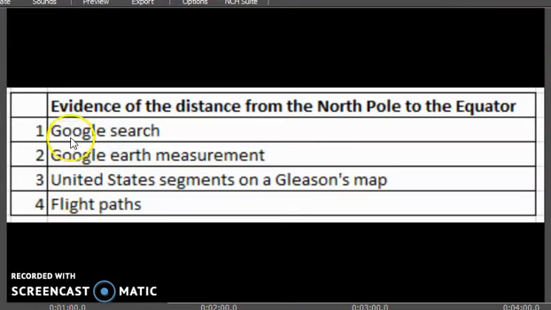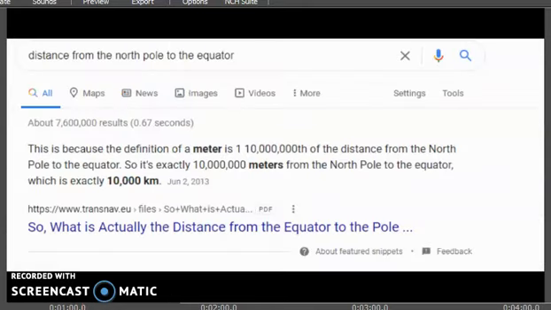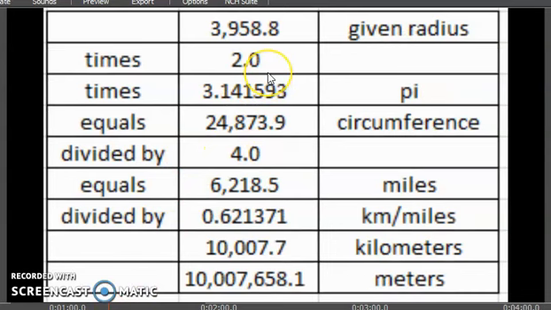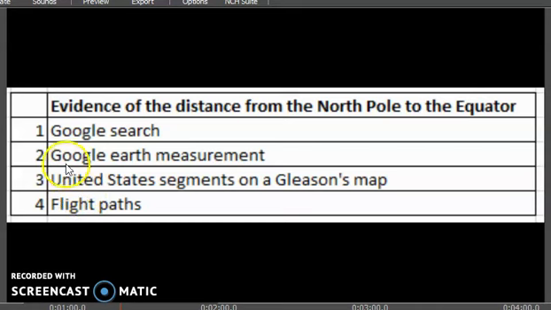So the 4 pieces of evidence of the distance from the North Pole to the equator: one, you do a Google search, that was previously done, and obviously it says this is the definition. This is because the definition of a meter is 1/10 millionth of the distance from the North Pole to the equator. So they're showing you the distance right here. And again, 10 million meters gives you 6,213 miles, and I guess they made an adjustment and now it's 6,218.5 miles.